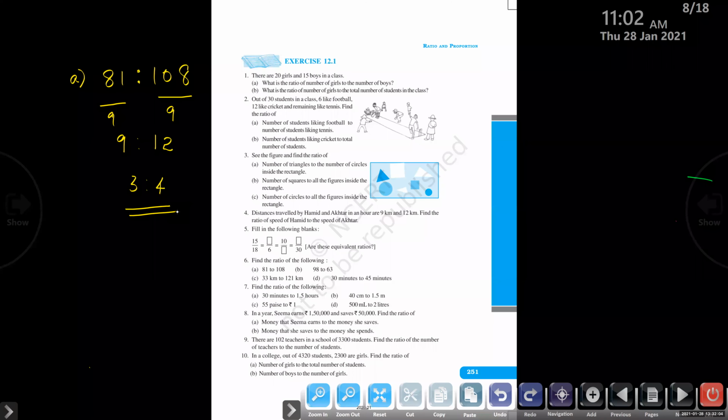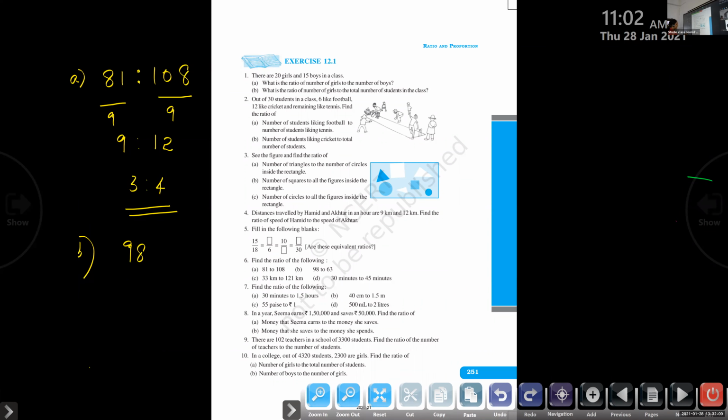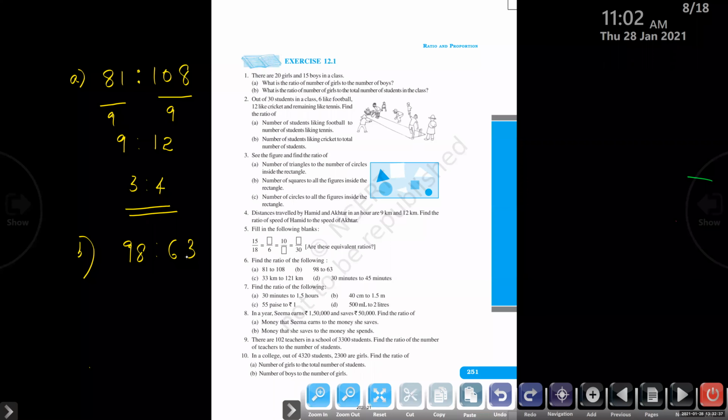Okay. So B, next question. 98 to 63. 98 is to 63. Common number? Ma'am, 3. Can you divide 98 by 3? No, ma'am. 7? Can you divide both with 7? Yes, ma'am. Will you divide with 7? 98 divided by 7?